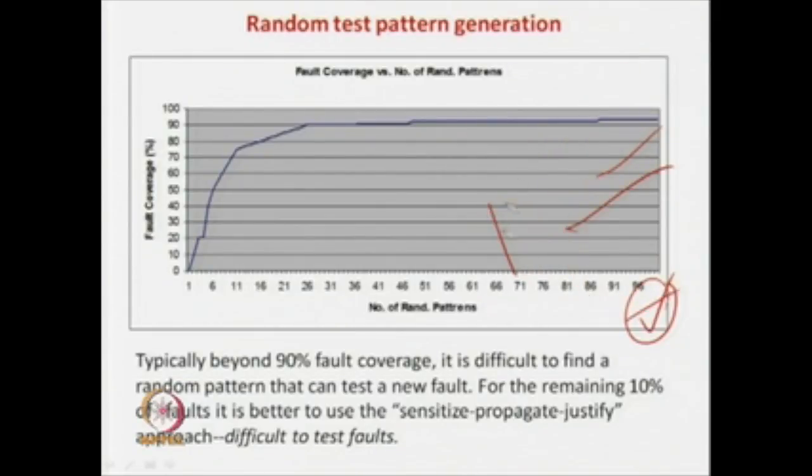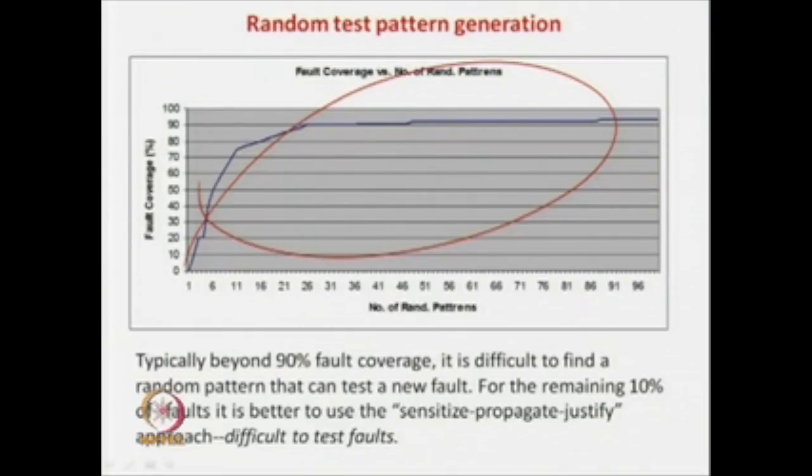In other words, there can be a requirement of a lot of backtracks if you are going by the sensitize, propagate and justify approach. So in that way, random pattern generation is a very efficient algorithm, in which what we do is that we apply the test pattern, find out the output of the circuit, and then we modify the circuit with the fault and see if there is any difference.